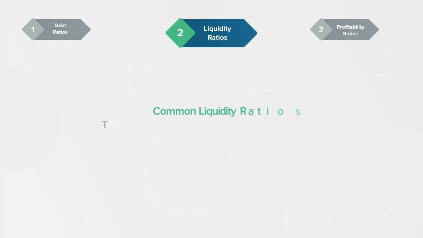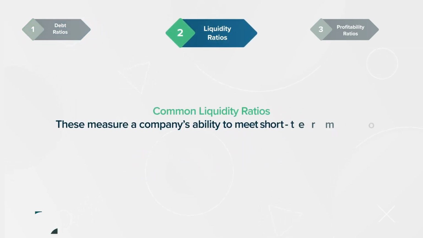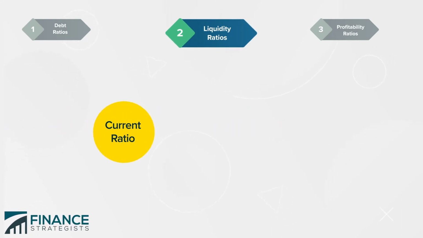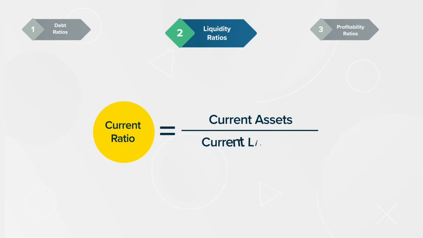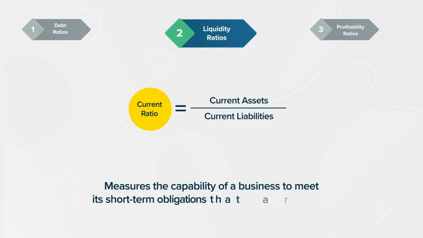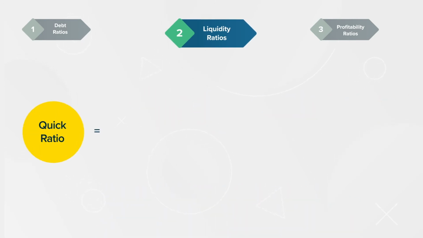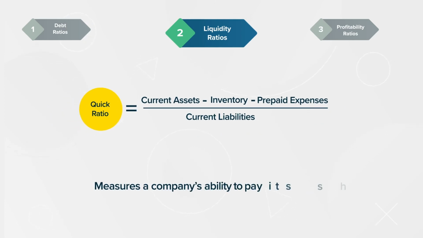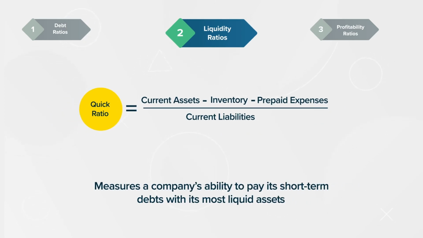Common liquidity ratios. These measure a company's ability to meet short-term obligations. Current ratio is current assets divided by current liabilities. This measures the capability of a business to meet its short-term obligations that are due within a year. Quick ratio is current assets minus inventory minus prepaid expenses divided by current liabilities. This measures a company's ability to pay its short-term debts with its most liquid assets.